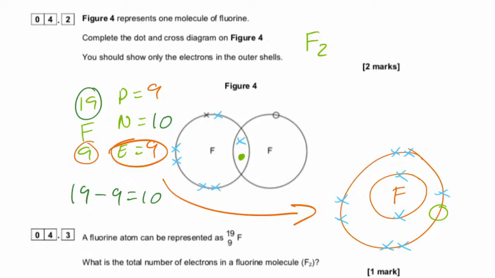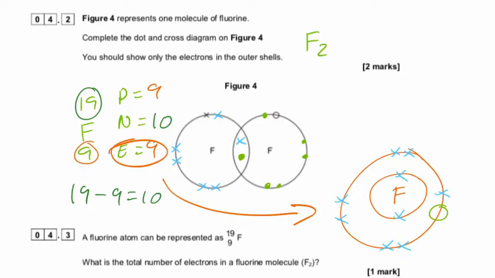So we need to have 7 on its outermost shell. We've got 1 here, a second here, so 3, 4, 5, 6, 7. Okay, perfect. So we've now got 7 on its outermost shell. I'll just get rid of that 1 and 2.